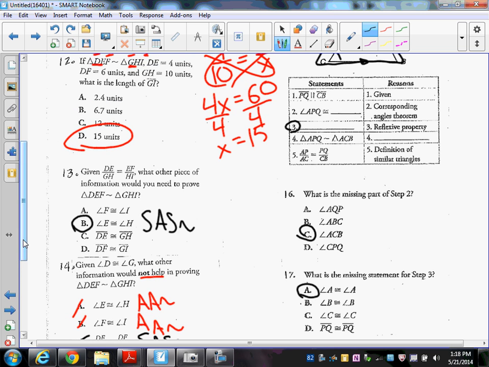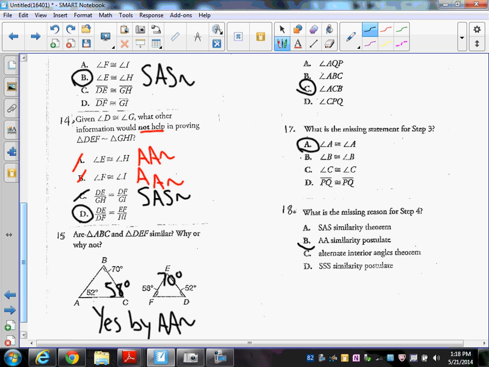So why are the triangles similar? Well, we have two angles, so that's going to be the angle-angle similarity postulate.